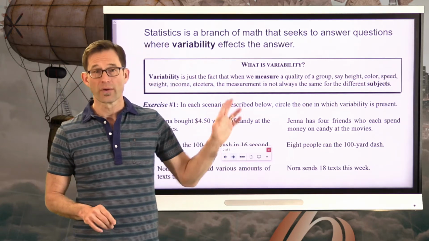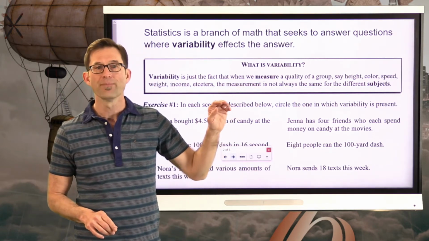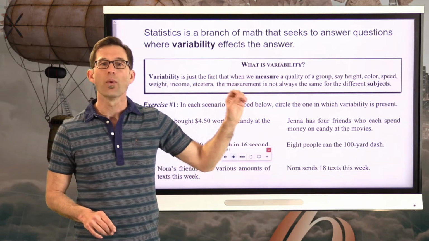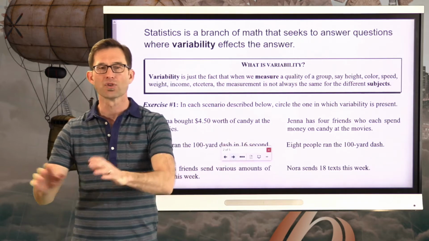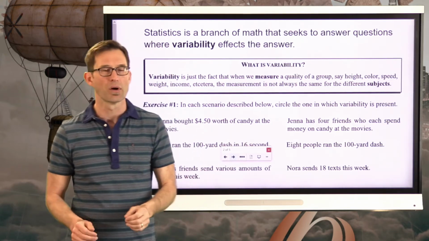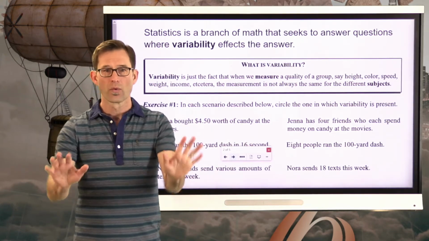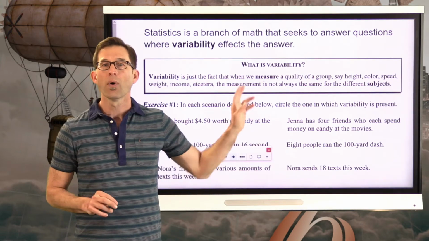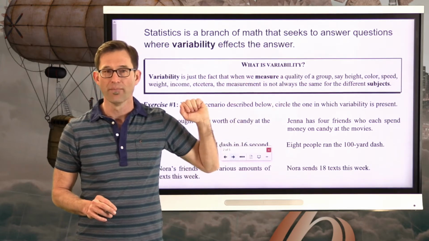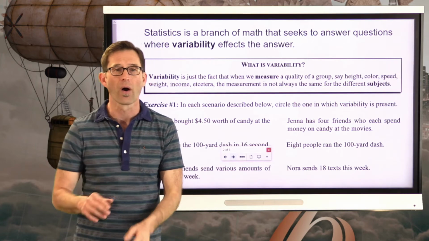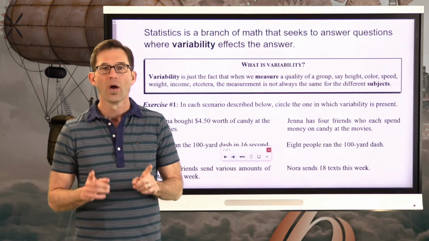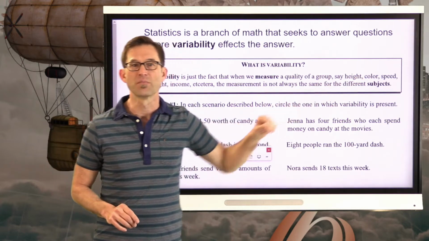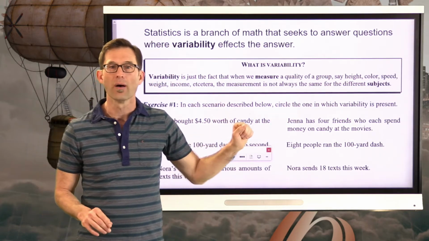Now, let's make sure that we understand what variability is. Variability is just the fact that when we measure a quality of a group, whatever that group is, a bunch of people, a bunch of chickens, a bunch of automobiles, those are called our subjects. But when we measure some quality of them, how heavy they are, how tall they are, how fast they are, how high they can jump, whatever it is: height, color, speed, weight, income, etc.